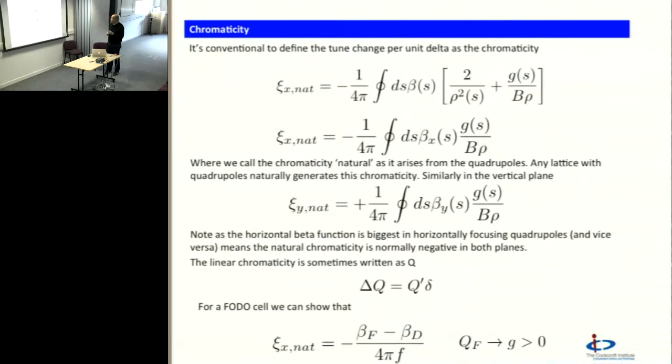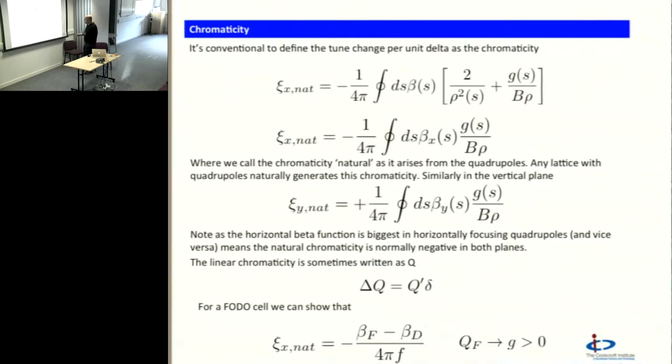This chromaticity is natural because it arises from the quadrupoles. People talk about natural chromaticity. A strong focusing lattice, say alternating gradient FODO cells, has quadrupoles in it. Of course it does, otherwise it's not a lattice. Quadrupoles give you chromaticity. So natural chromaticity is the chromaticity you naturally have because you have quadrupoles. You see what I mean? It's a bit of terminology there. And any lattice with quadrupoles has chromaticity.